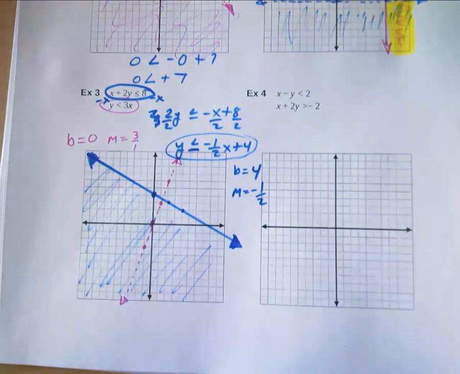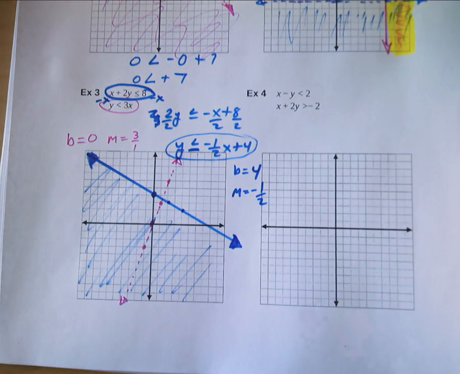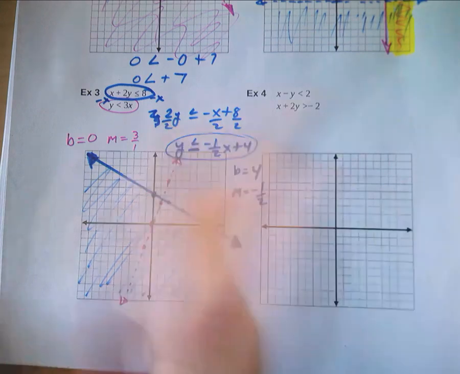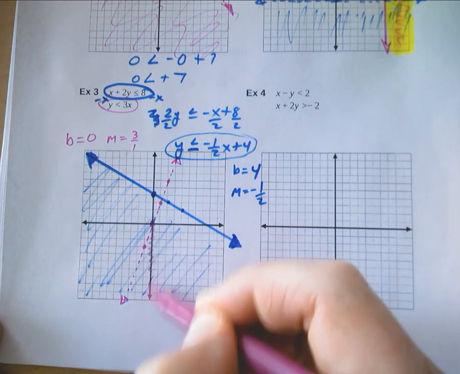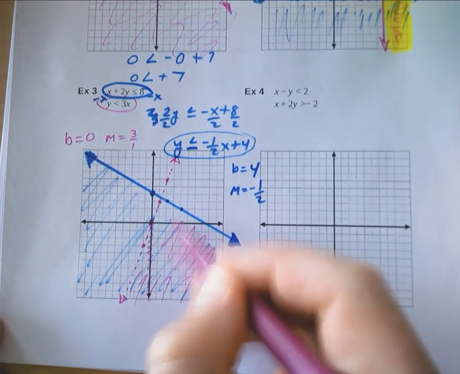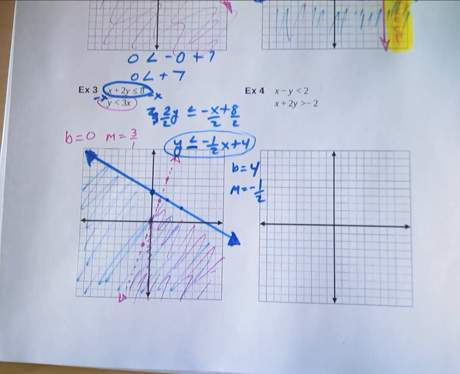Fantastic. And then less than is what? Below? So I always find the totem pole. Here's the totem pole, and I shade down the totem pole. So it's all this. Okay, now it's where the overlap happens.